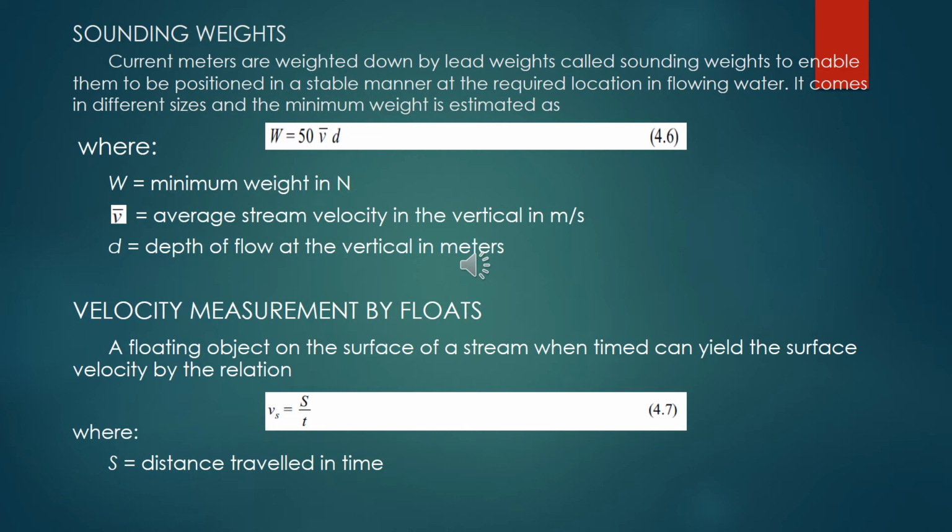Velocity measurement by floats. A floating object on the surface of a stream, when timed, can yield the surface velocity by the relation v sub s equals s over t, where s is the distance traveled in time t.